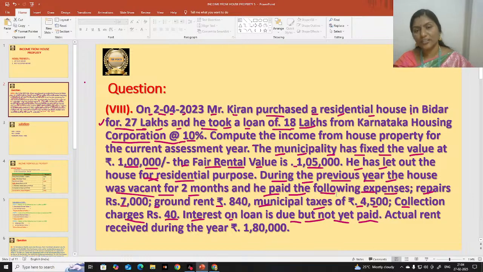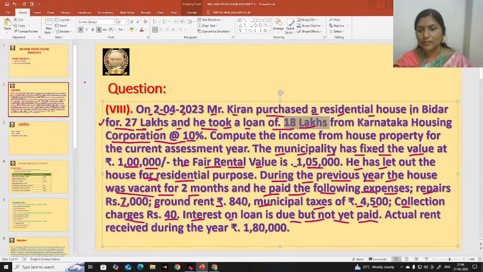So interest on loan is how much? They did not mention the amount, but they have given clues for calculating interest on loan. Loan amount is 18 lakhs. You can see in the question, 18 lakhs is the loan amount. They took the loan from Karnataka Housing Corporation. And the interest on loan is 10%. So we should calculate 10% on 18 lakhs, then we will get interest on loan amount.